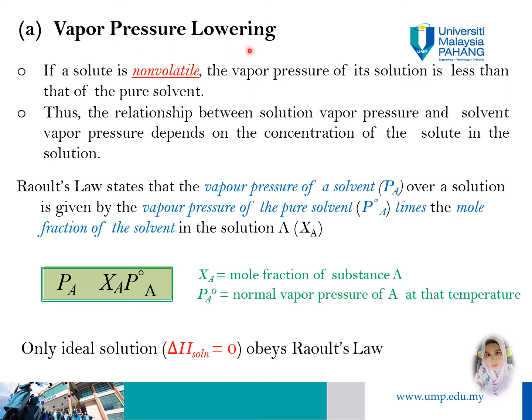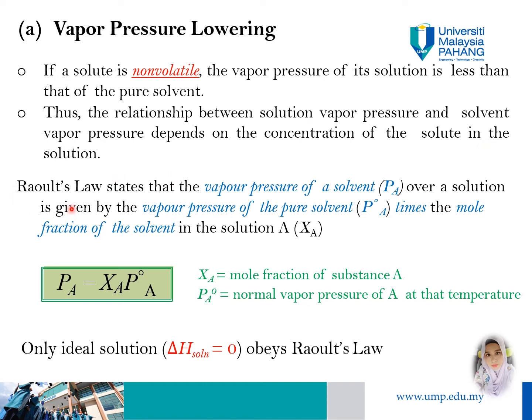Vapor pressure lowering. The presence of non-volatile solutes in the solution will decrease the vapor pressure of the solution compared to a pure solvent. This relationship between the vapor pressure of the solution and the vapor pressure of the solvent depends on the concentration of the solute in the solution.